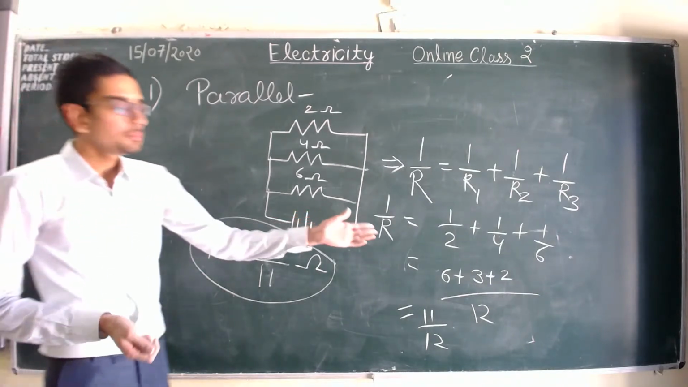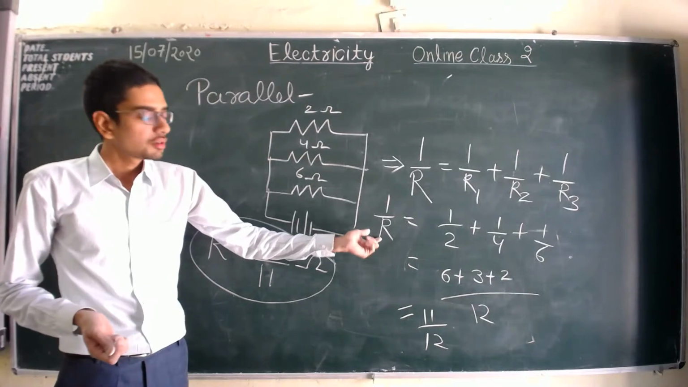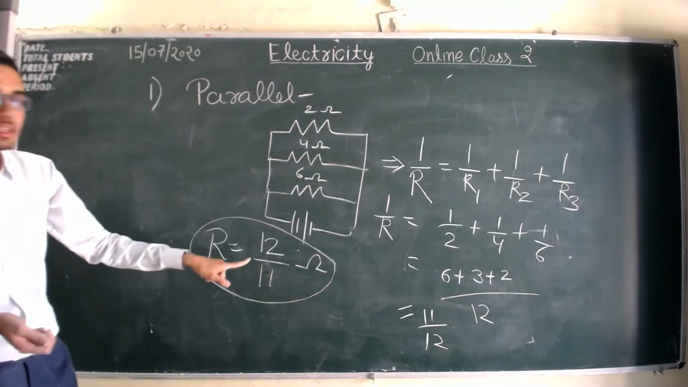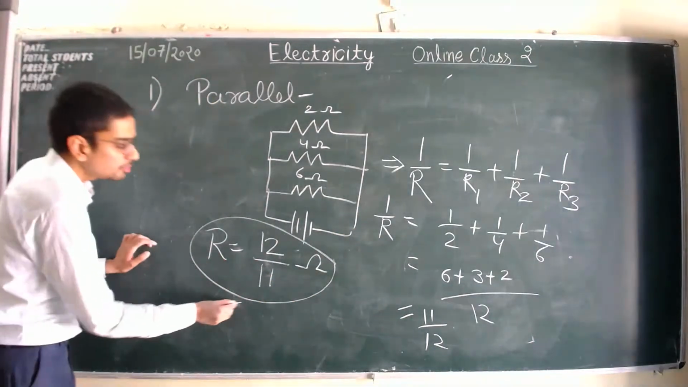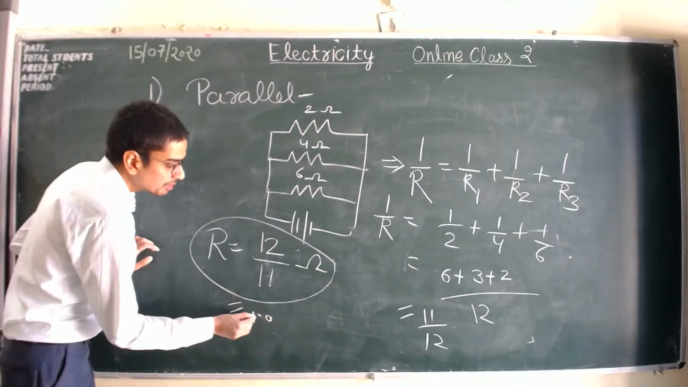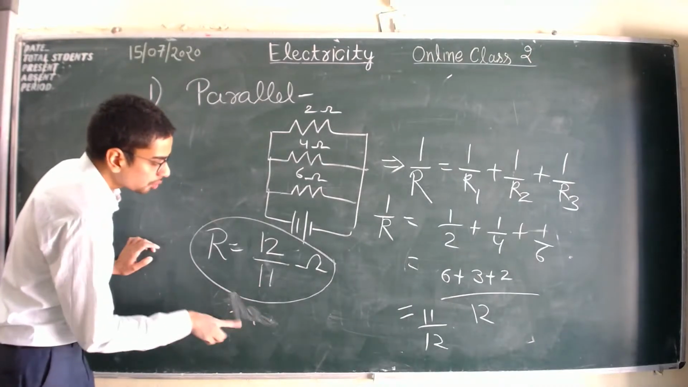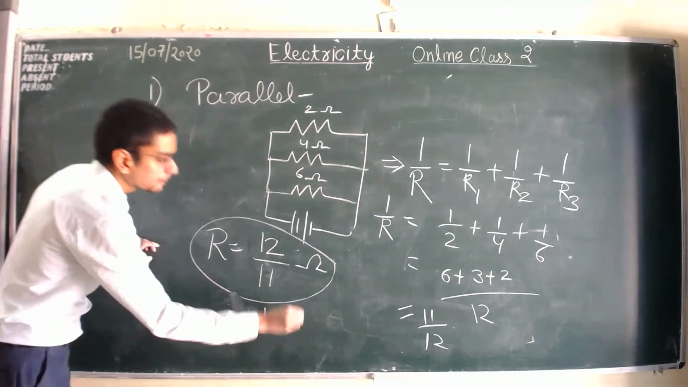Because you have to take the reciprocal of 1 by R to find R. The reciprocal of this is 12 by 11. You can see it will be about 1.0 something. It is similar to 1 ohm.